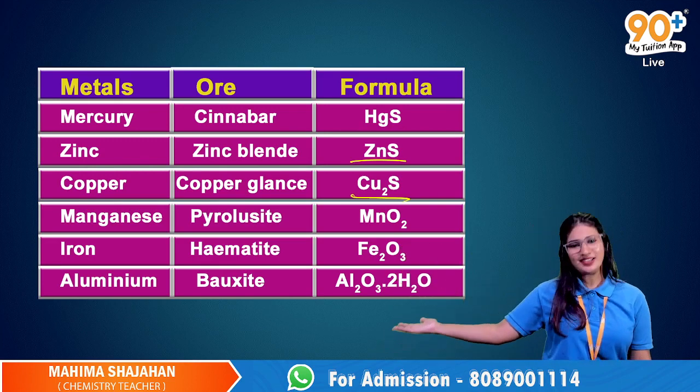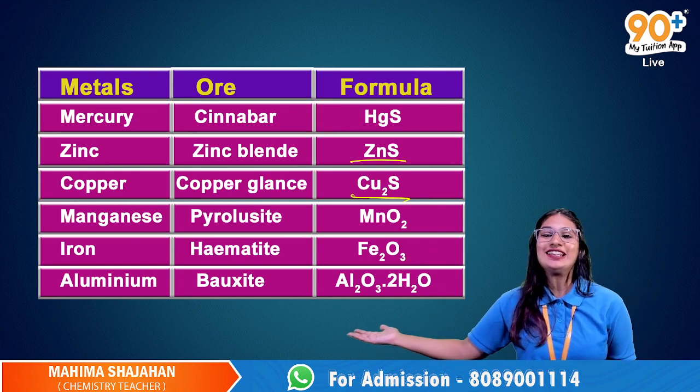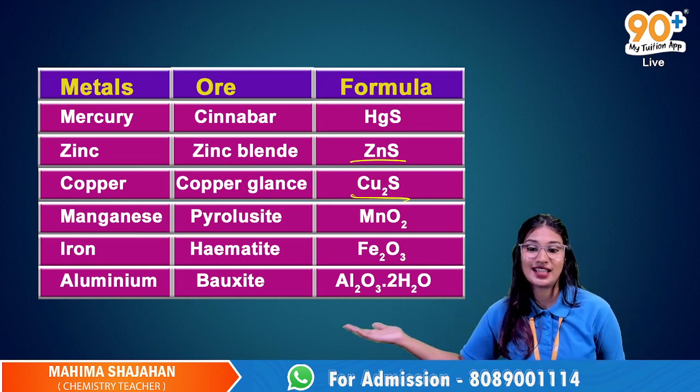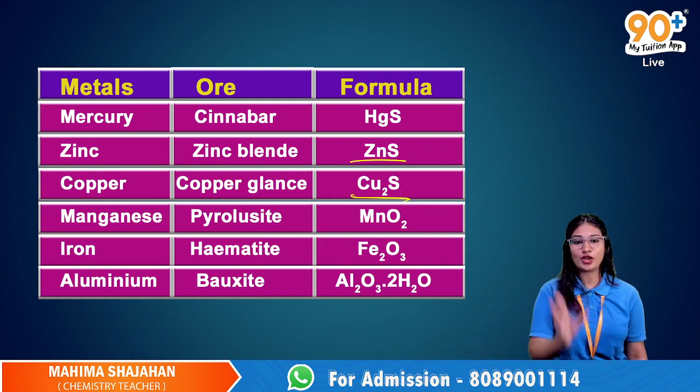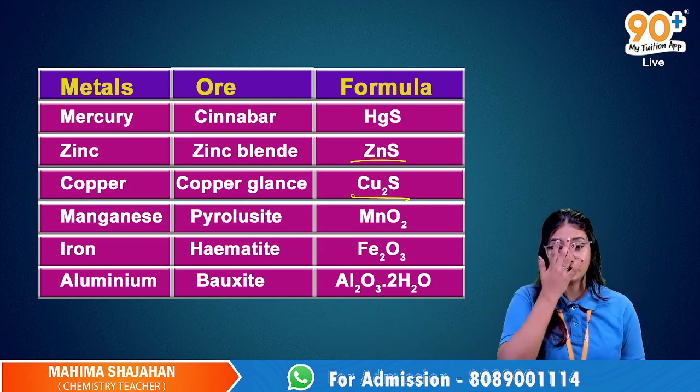Then aluminium. The common ore of aluminium is bauxite, which is Al2O3.2H2O. It has two water molecules of crystallization.